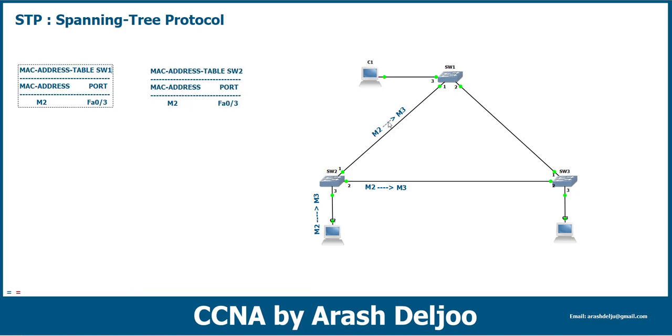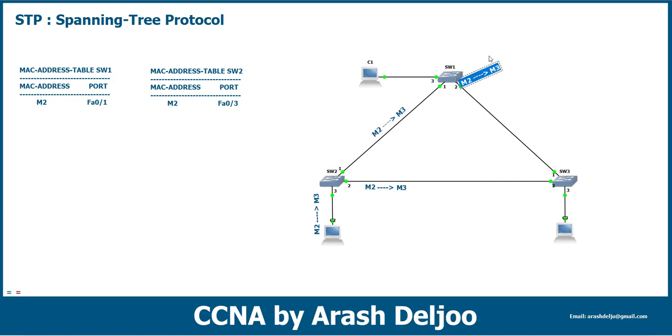Okay, here when we are receiving a frame from the MAC2, we should learn it on the port 1. As you can see, this frame is receiving on the port 1 of switch 1, and because of that we are learning the MAC2 on the fast Ethernet 01. Again, we should flood this frame because this is the unknown unicast frame.